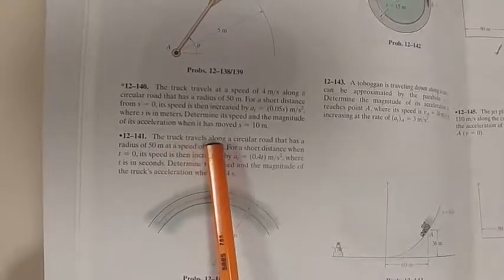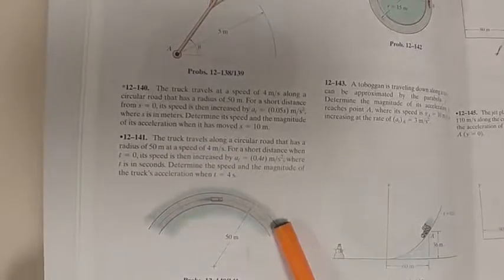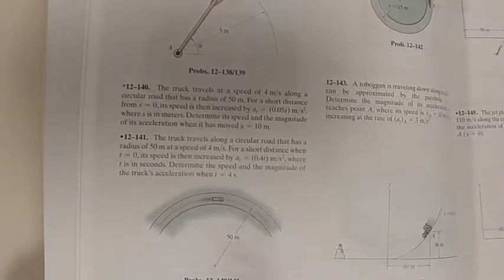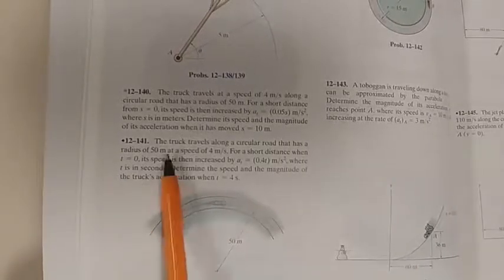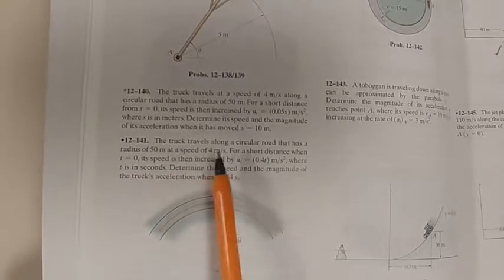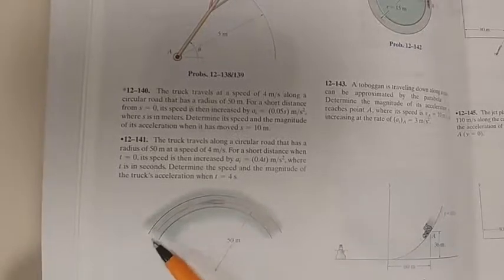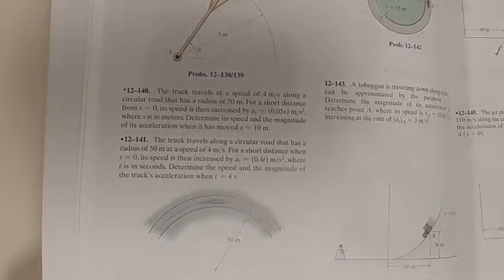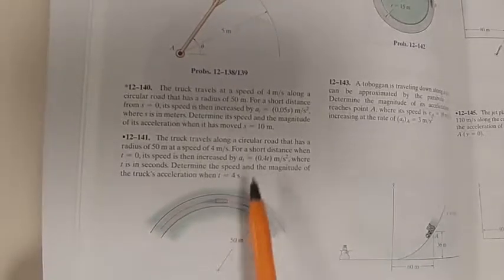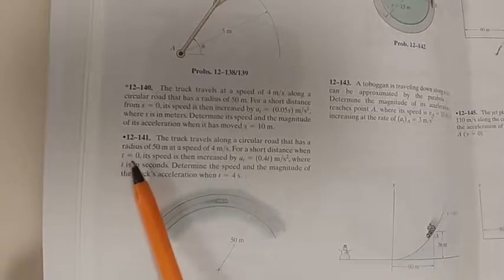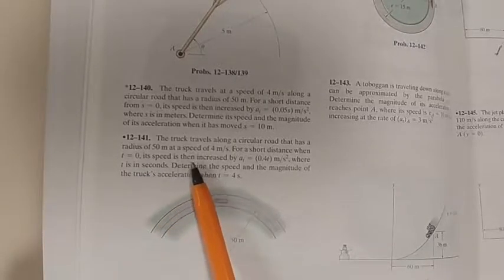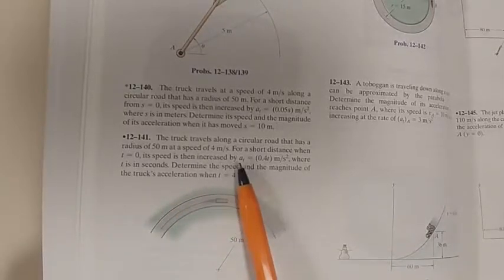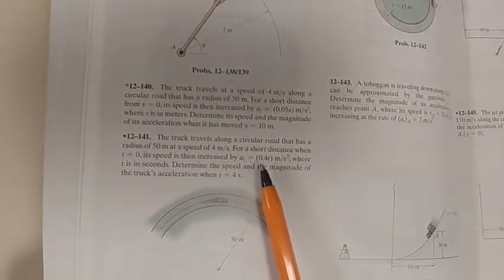It says the truck travels along a circular road that has a radius of 50 meters. Circular means we're looking at curvilinear motion. It has a radius of 50 at a speed of 4 meters per second. So this truck is moving in a curved motion at 4 meters per second. Then it says for a short distance, when t equals 0, its speed is increased. It was going at 4, it's now increased by this: at is 0.4 t.